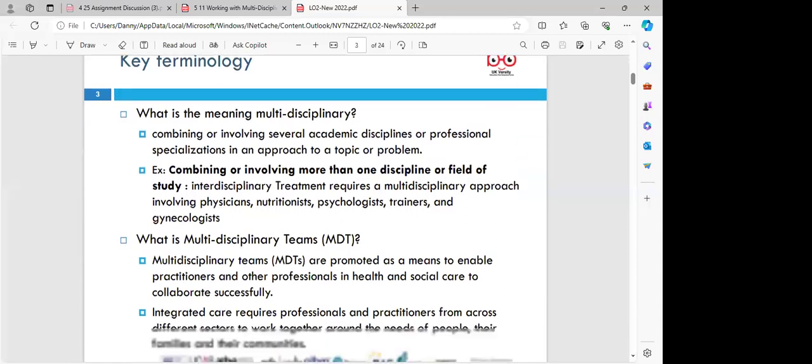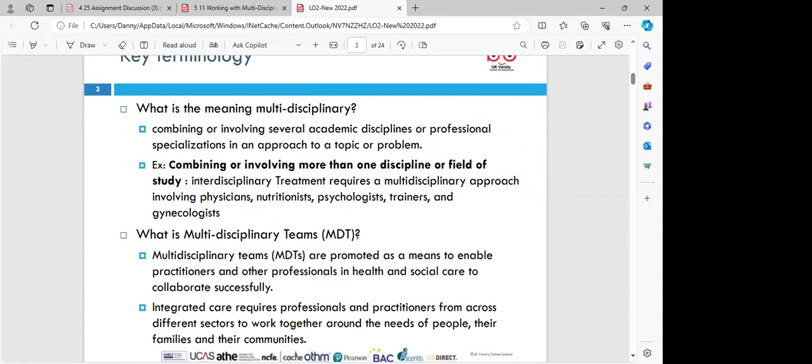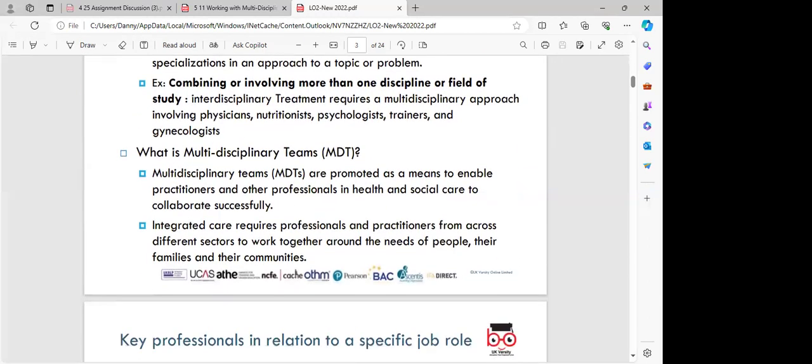So it is a combination of involving several academic disciplines or professionals in their specialities in an approach to a topic or a problem. Example, combining of one discipline or field of study. An interdisciplinary treatment requires a multidisciplinary approach involving physicians, nutrition, psychologists, trainers, and gynecologists.